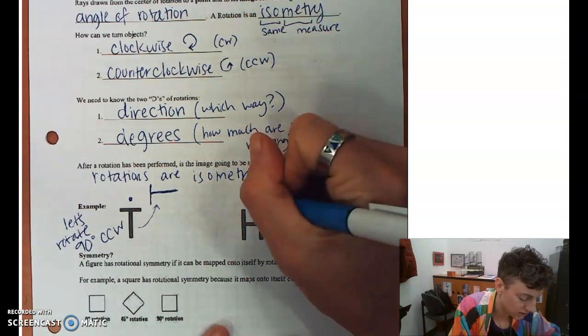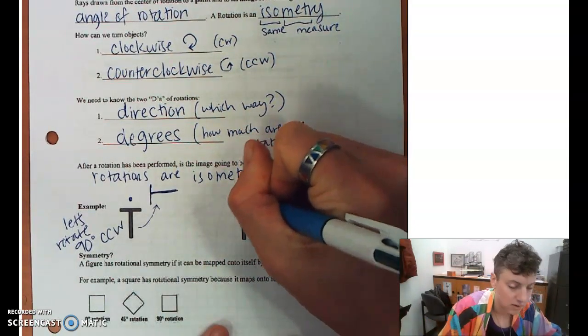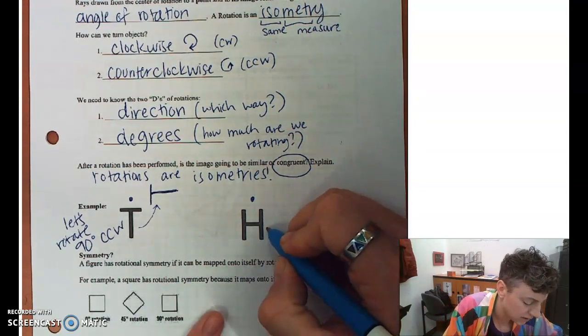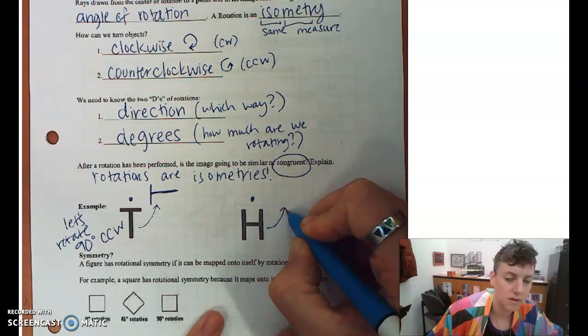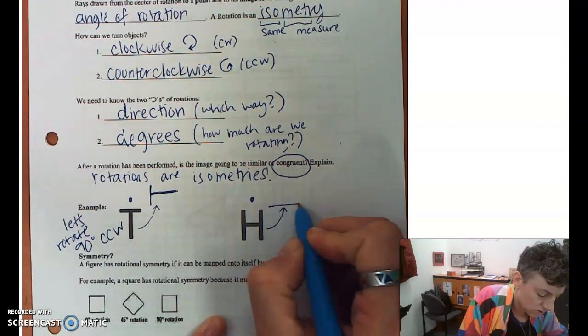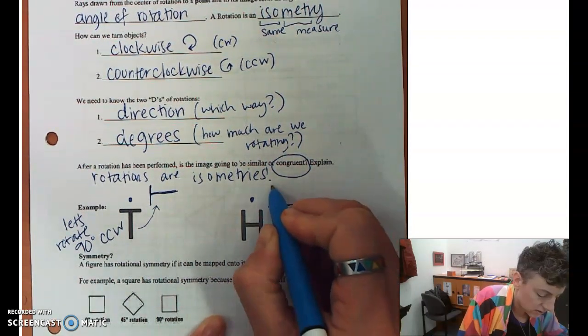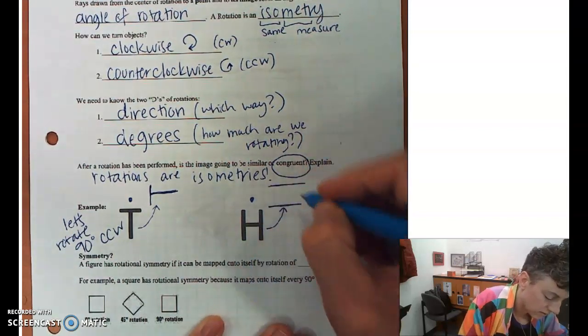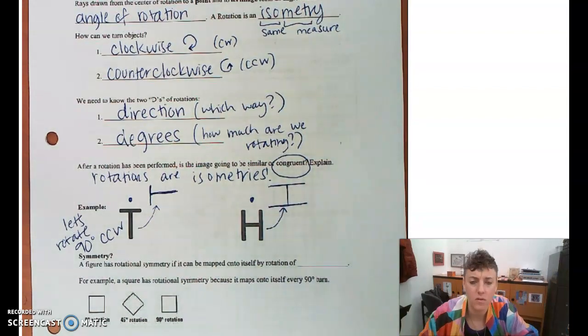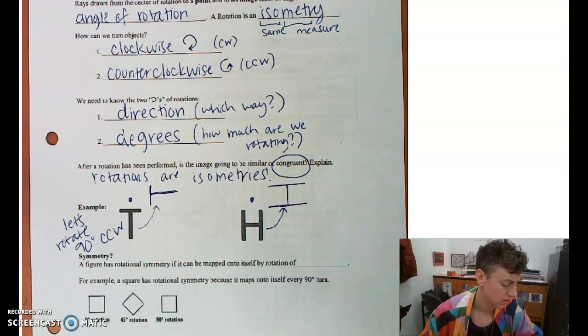Let's do it again with this H. Give it a fixed point. Where's it gonna go? 90 degrees counterclockwise. Going up there. Now our H looks like this. Great job! We just did 2 rotations.